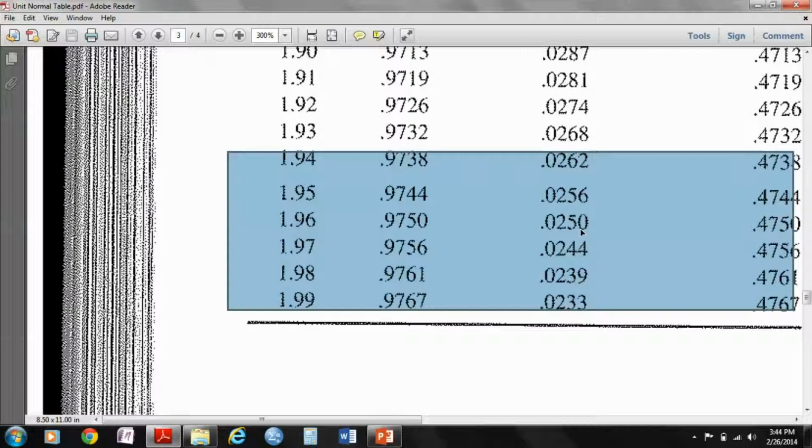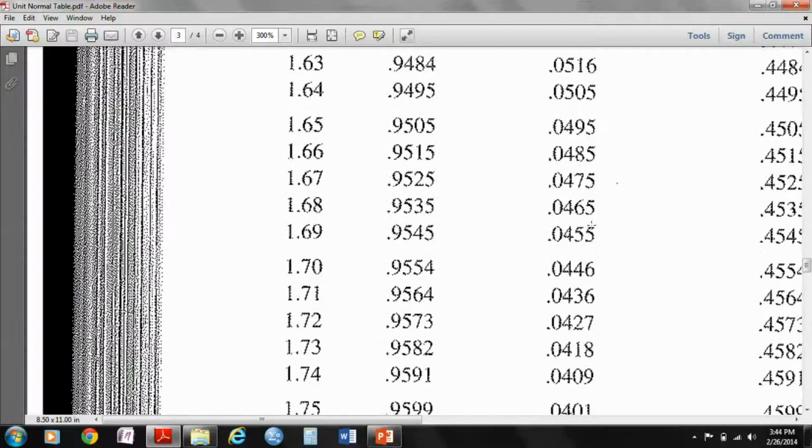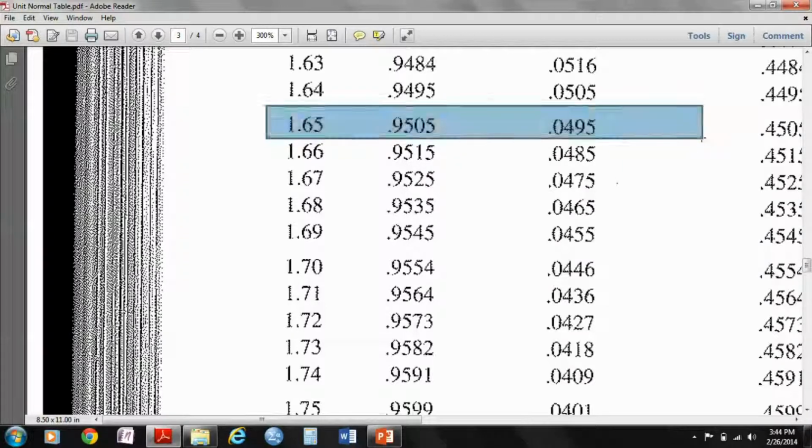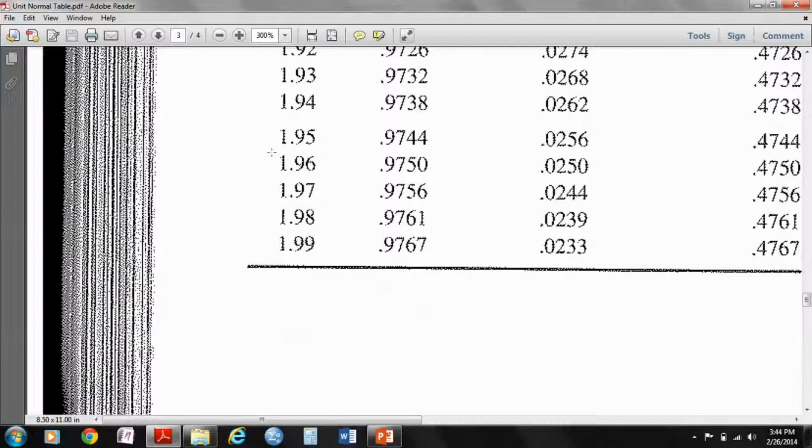Now if we were doing a one-tailed test, we wouldn't have to split it. And we would simply go and find 0.05. And we get the closest we could without going over. But since we're looking at a two-tailed test, our critical value is going to be 1.96.